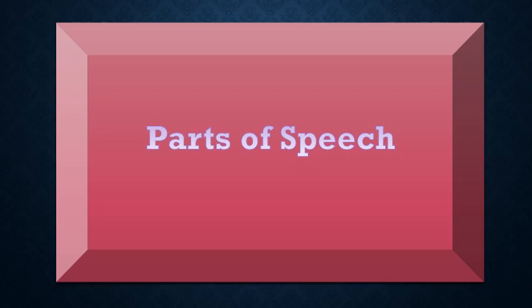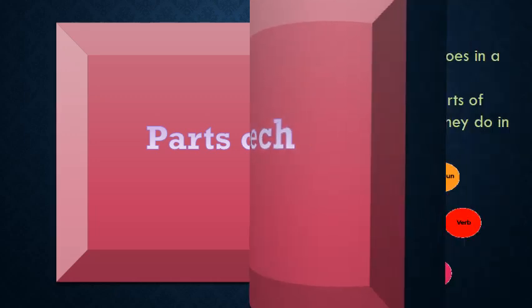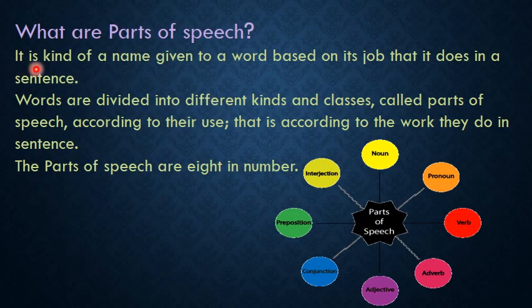Okay, so first of all, what is a part of speech? It is a kind of name given to a word based on the job that it does in a sentence. Words are divided into different kinds and classes called parts of speech according to their use, that is, according to the work they do in a sentence.